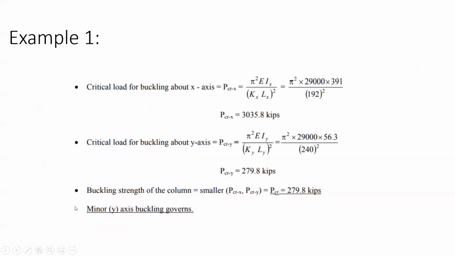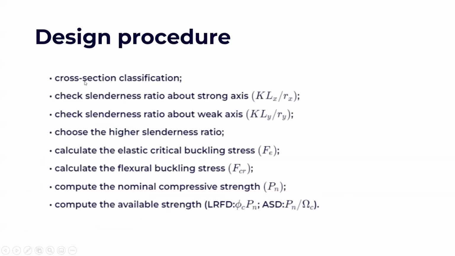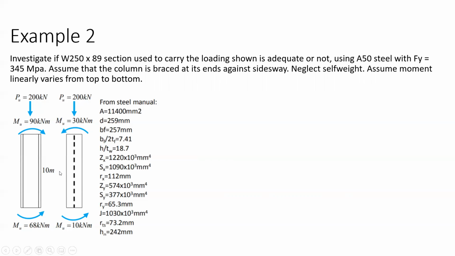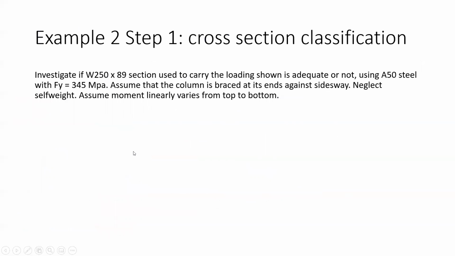So, balikan natin what is the first step. We get the cross-section. We get the slenderness ratio. Pipiliin natin yung mas mataas na slenderness. I-compare natin 'tong dalawa. Then, we calculate FE. We calculate CR. Then, PN. Okay. So, here, step 1, cross-section classification.